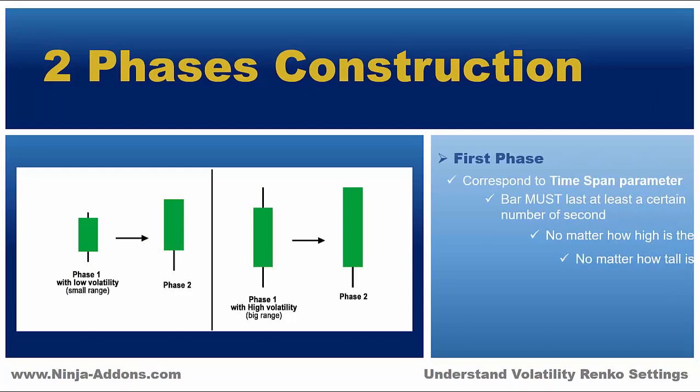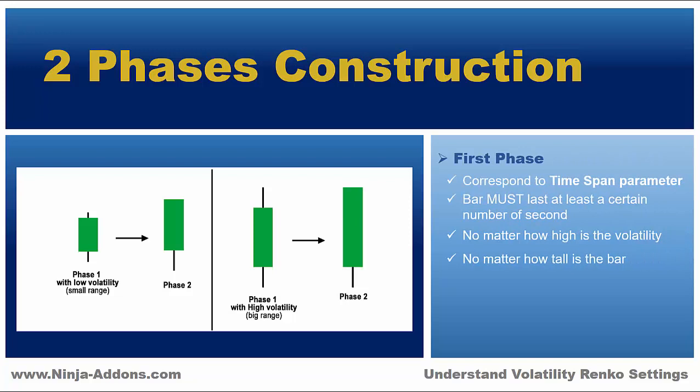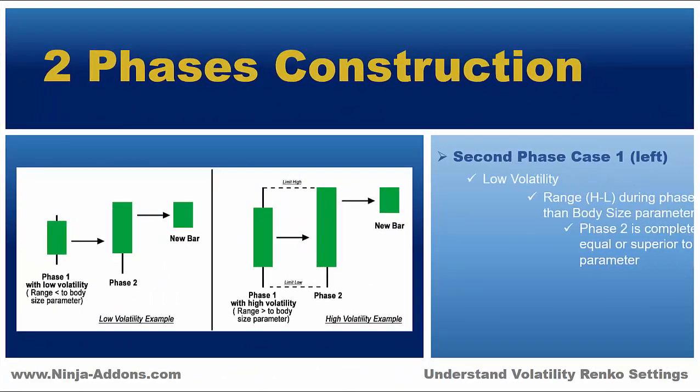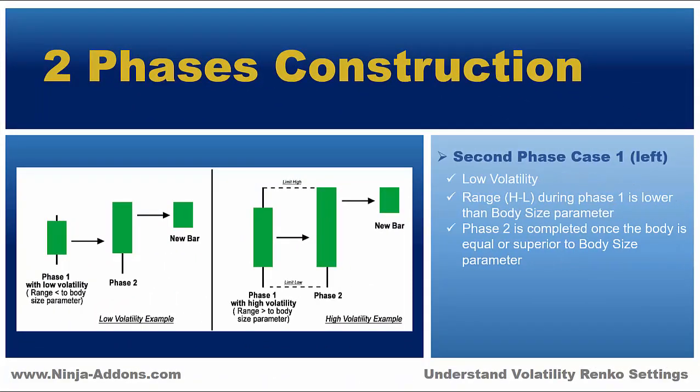So, the first condition is the bar duration. A bar must last at least a certain number of seconds. This number of seconds is a parameter that you can set from 0 to infinite, and it means that no matter what the volatility of the market is, no matter the strength of the price move, the bar must last at least a certain duration before entering phase 2. The consequence is that it filters out the phantom bars during high volatility periods, like during market news, for example.